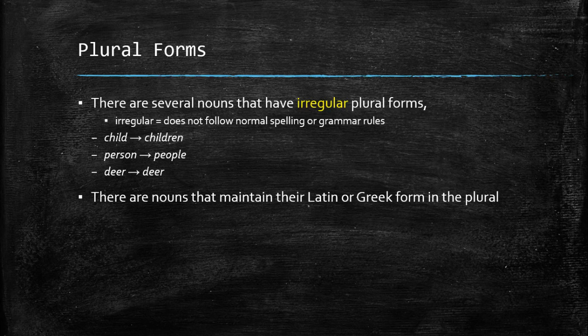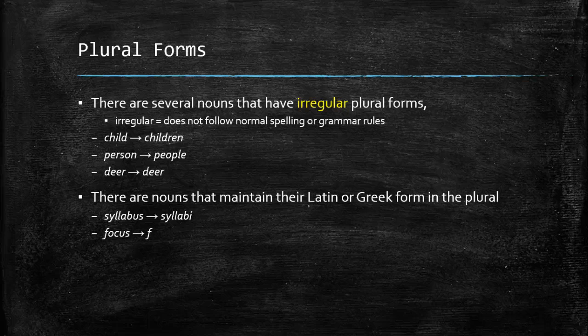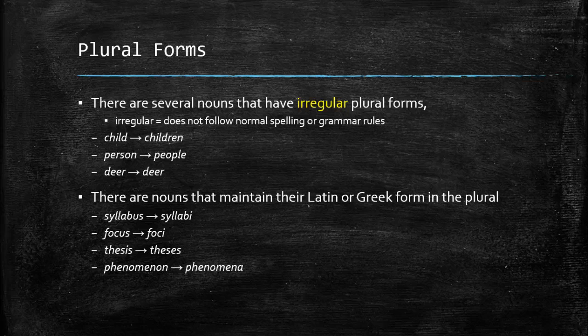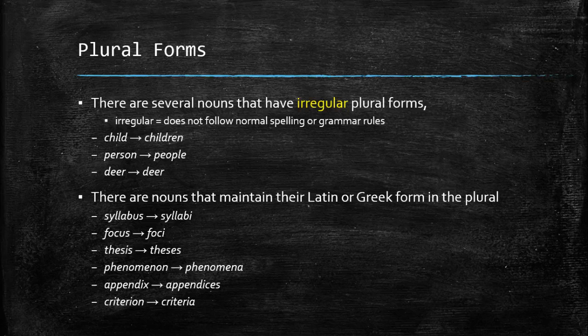There are also nouns in the English language that maintain their Latin or Greek form in the plural. You know, a lot of the words that we use come from Latin or Greek influences on our language. A lot of those still just retain their same Latin or Greek plural forms. Syllabus, okay, becomes syllabi. It's the Latin plural for syllabus. Focus, foci. Thesis becomes theses. Phenomenon becomes phenomena. Appendix is appendices. Criterion, the plural of that is criteria. And so these are, again, irregular plural forms for English because they retain their original Latin or Greek forms.